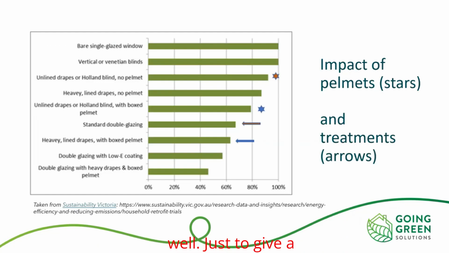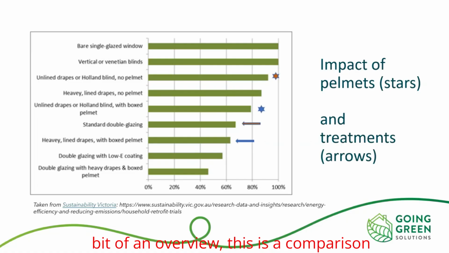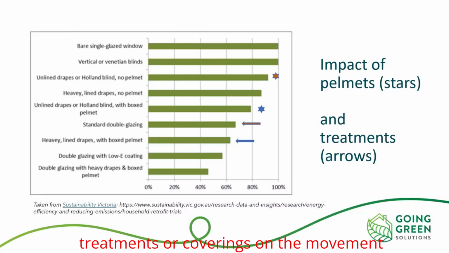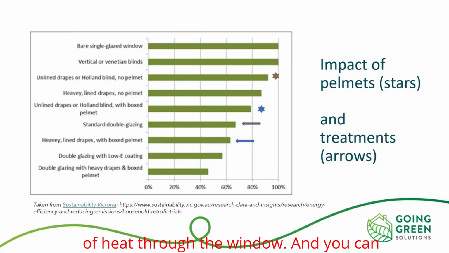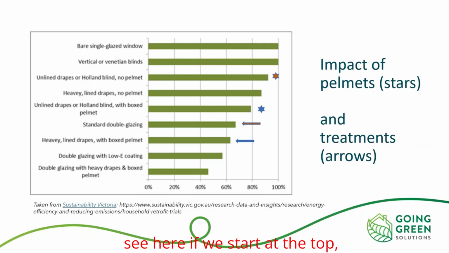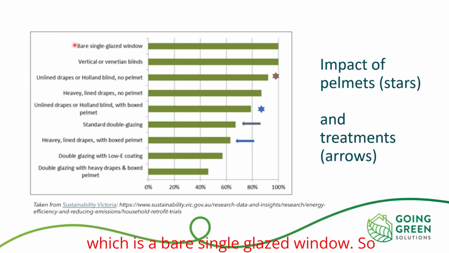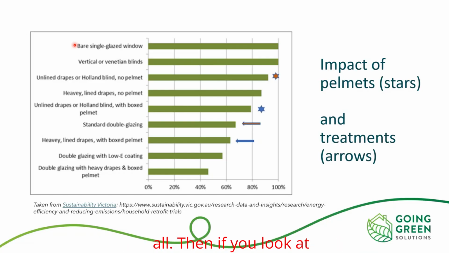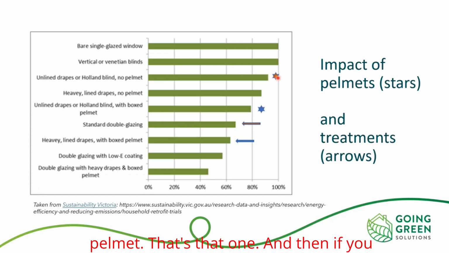Just to give a bit of an overview, this is a comparison of the impact of different window treatments or coverings on the movement of heat through the window. And you can see here, if we start at the top, we've got the least efficient option, which is a bare single glazed window, so a single glazed window with no covering at all. Then if you look at the stars, this is, for example, just a thin curtain or a Holland blind with no pelmet. That's that one.